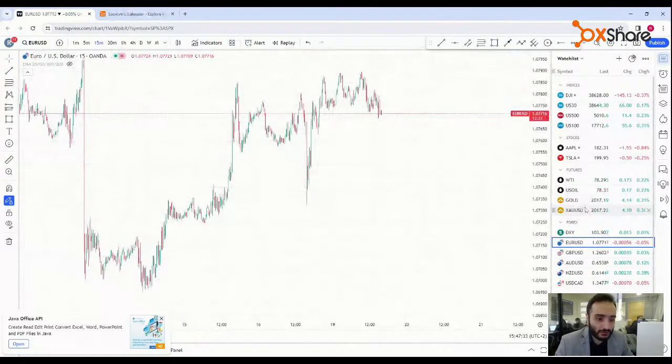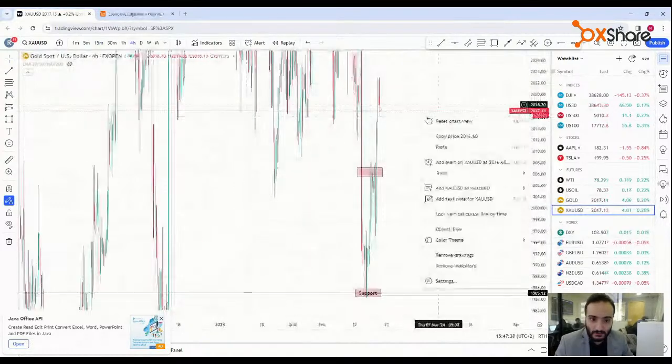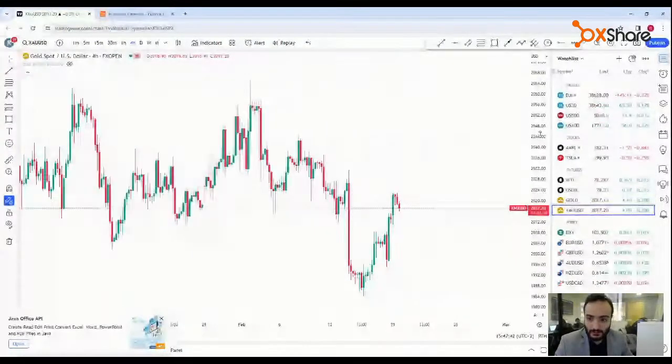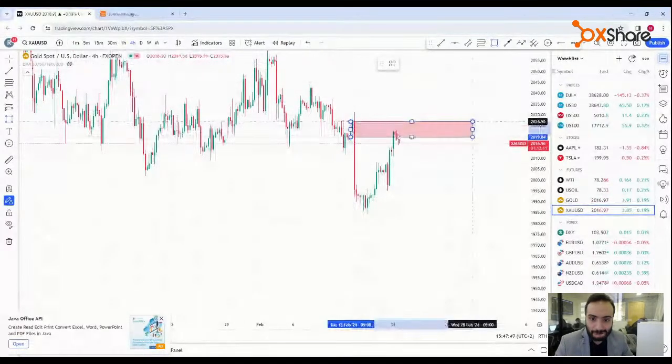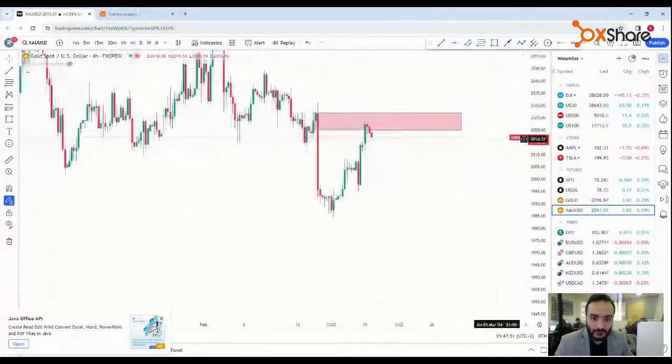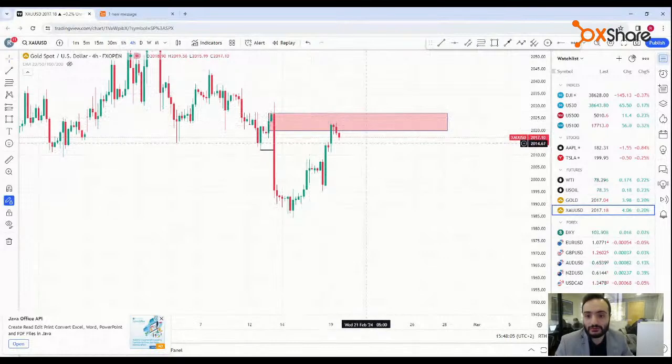We'll go to the gold now. Check the gold. Okay, so we are at this point, same concept that we've talked about. This is the 4 hour. So we broke this low with this candle, retested this supply zone over here, and we got a rejection on the 4 hour.